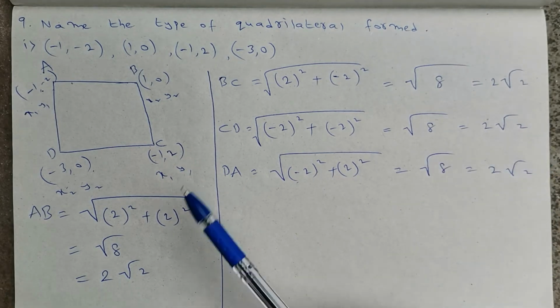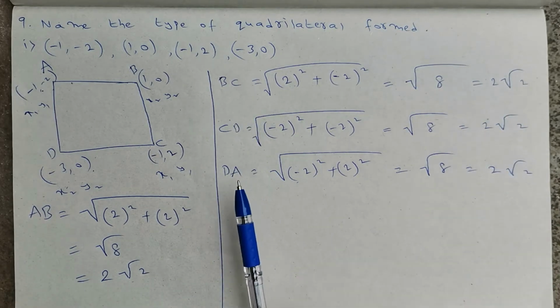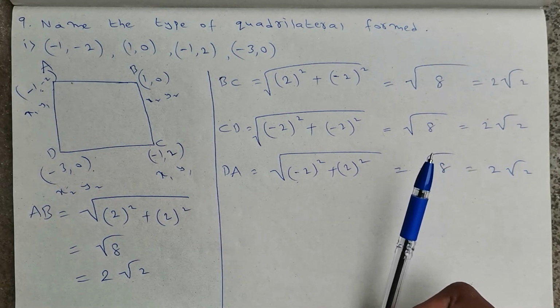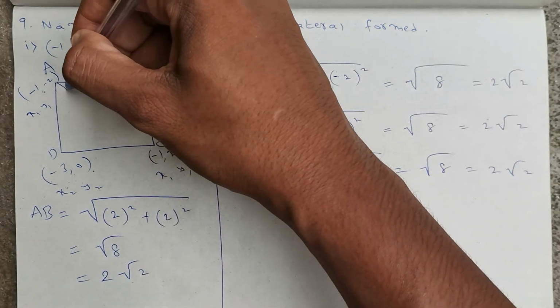If we observe here, AB value is 2 root 2, BC is 2 root 2, CD is 2 root 2, as well as DA also 2 root 2. All the 4 sides are equal to each other. If all the 4 sides are equal to each other, it may be square or it may be rhombus. So to confirm whether it is a square or rhombus, we need to find the diagonals also. Let us check the diagonals.